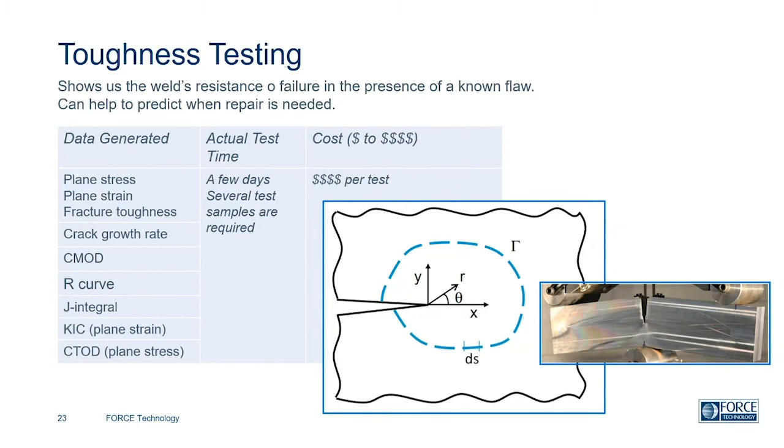It can help us to predict when repairs or maintenance are required, and we'll see a bit more later on when Mats does his presentation. But things like plane stress, plane strain, crack tip opening displacement, R curves, J integrals, the plane strain fracture toughness, or the CTOD, and plane stress fracture toughness, we can get from these.